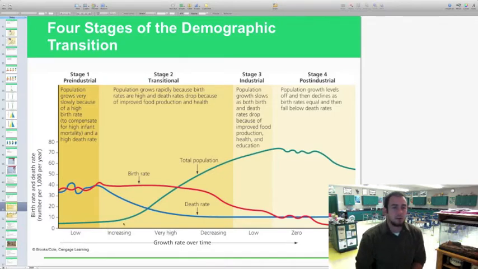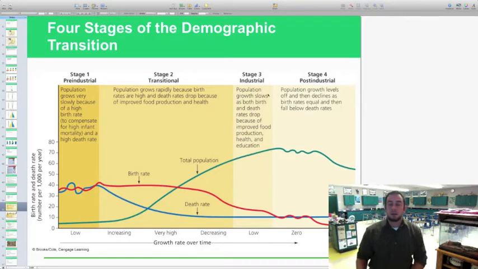Well, when you get to the transitional stage, the population grows rapidly because birth rates are high and death rates drop because of improved food and health care. And that's exactly what happened in this transitional stage. Our death rates went down, birth rates stayed the same. Our total population did grow fairly well overall, mostly because our death rate dropped, not because our birth rate rose.